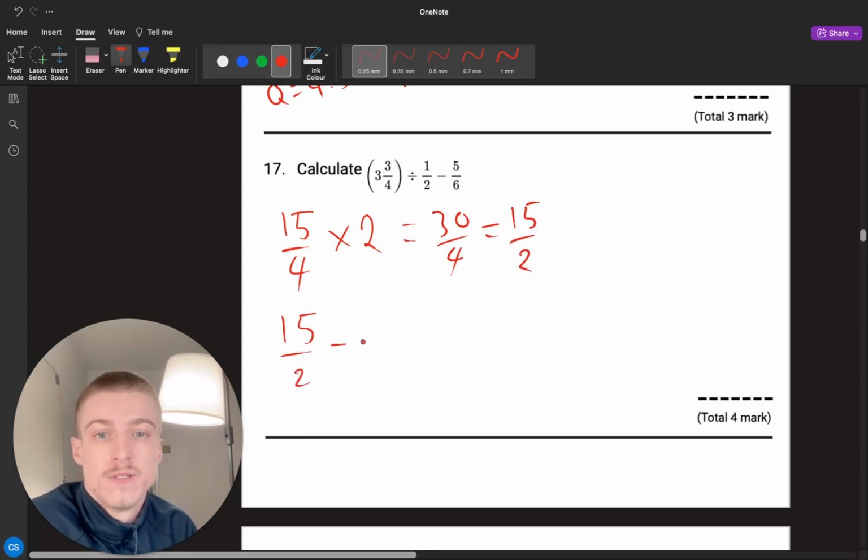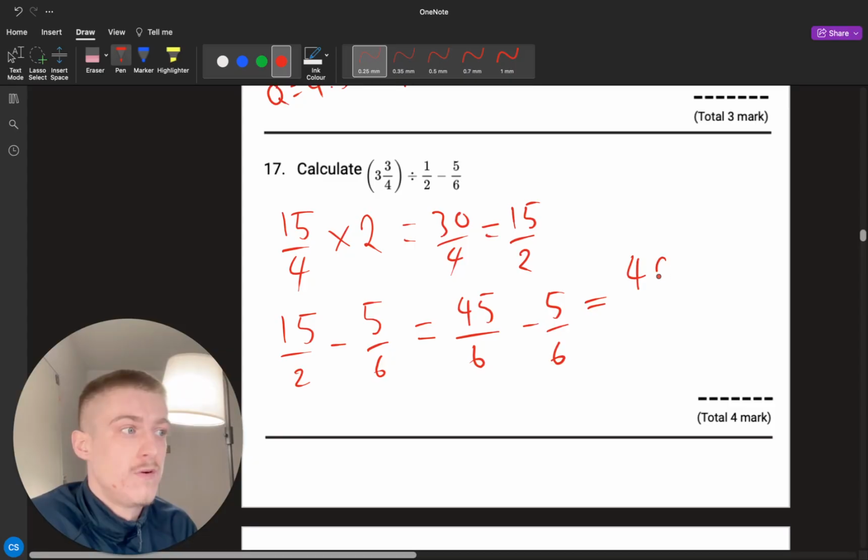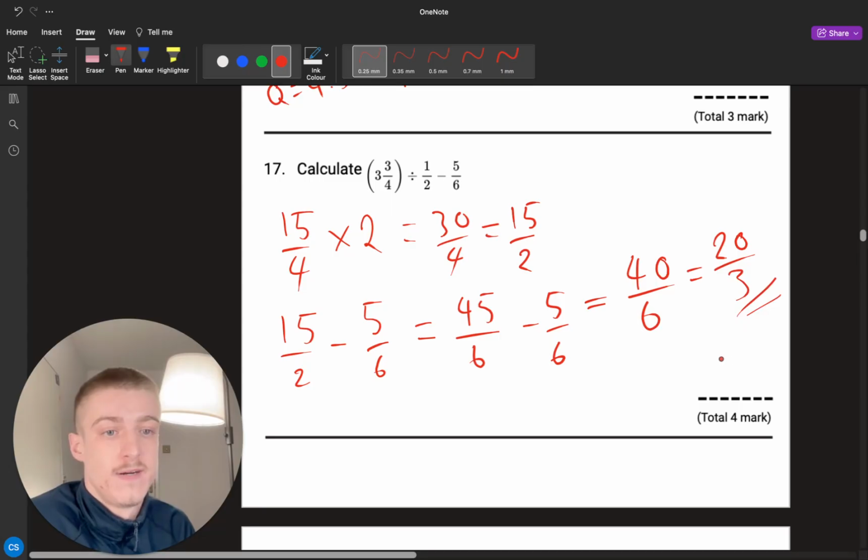15 over 2, take away 5 over 6. Let's multiply this 15 over 2 by 3 over 3. And that gives us 45 over 6, take away 5 over 6. That leaves us with 40 over 6, which is 20 over 3, which we could leave as a final answer, or we can turn it back into a mixed number.